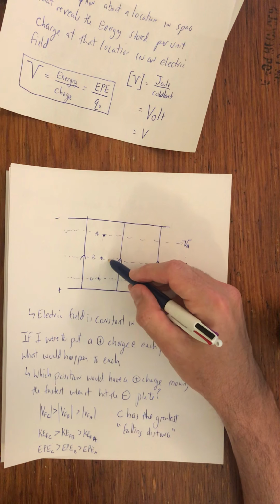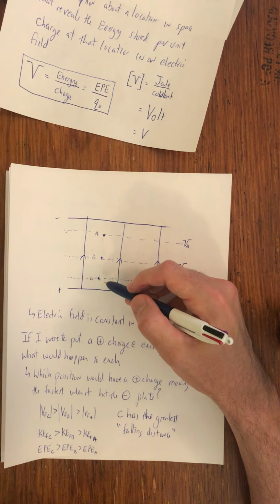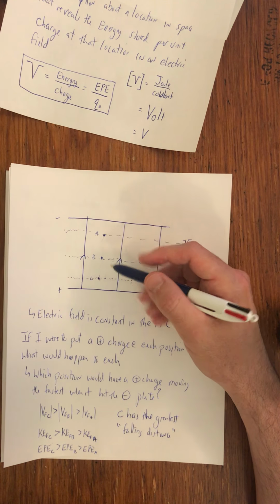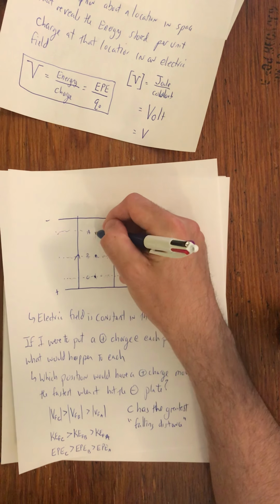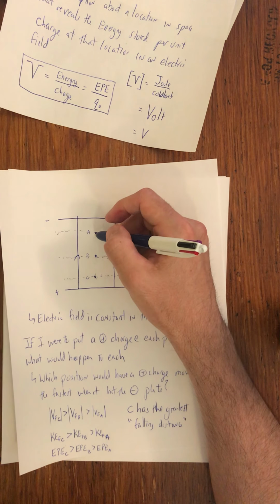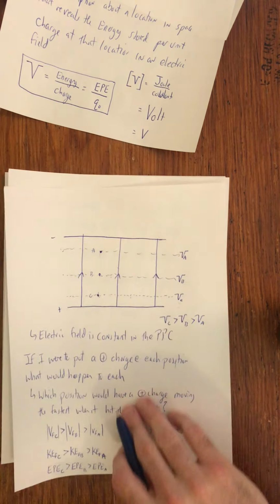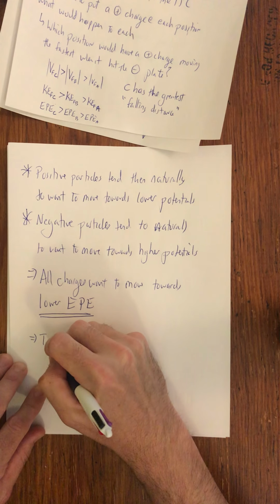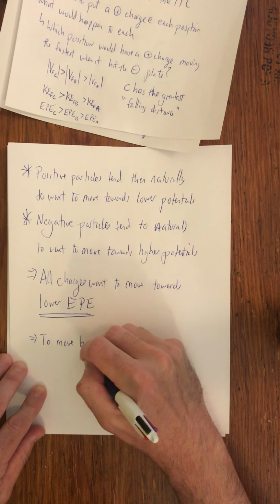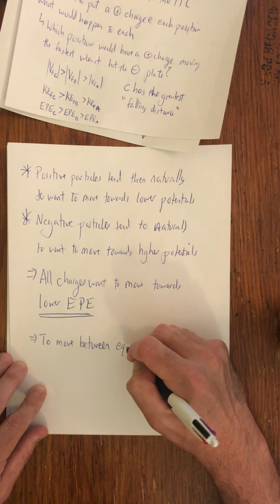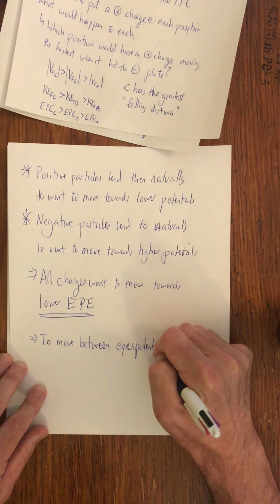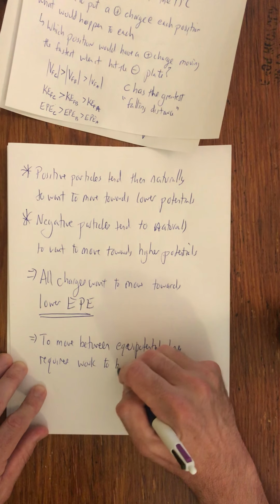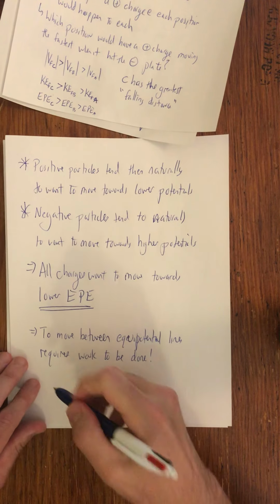Right? If I'm forcing it, usually I am just taking a certain amount of potential energy and changing it to a different amount of potential energy. But no matter what, I'm changing energy. Change in energy. Where do I know that? So if I want to bring this positive particle from A to B, I want to change its energy, I have to do, and hopefully you just said to yourself, work. This is the last thing we want to talk about: to move between equipotential lines requires work to be done. And remember, work is just a change in energy.